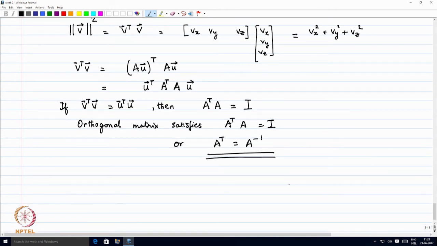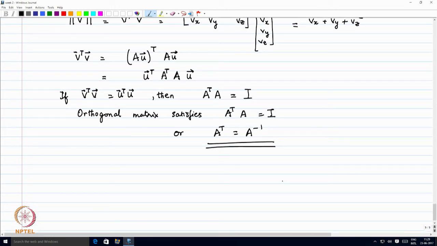So for an orthogonal matrix, you can just take the transpose of the matrix to calculate the inverse, and you can check whether the matrix is orthogonal or not. This is when A is real. So we have seen that if A transpose equal to A, then it is symmetric. If A transpose equal to A inverse, then it is orthogonal.